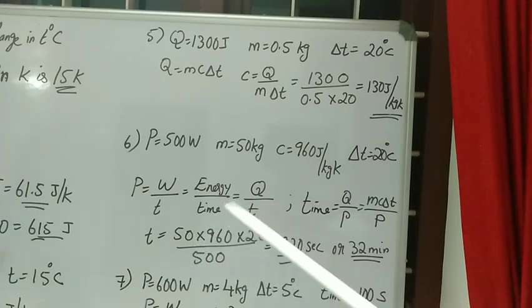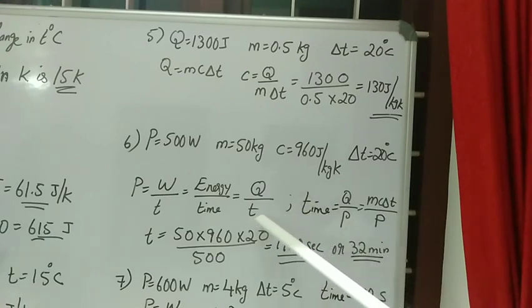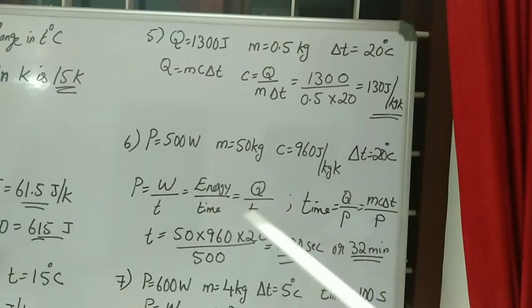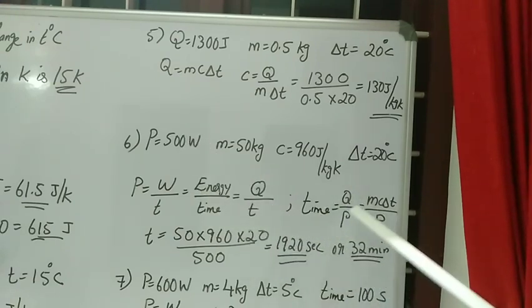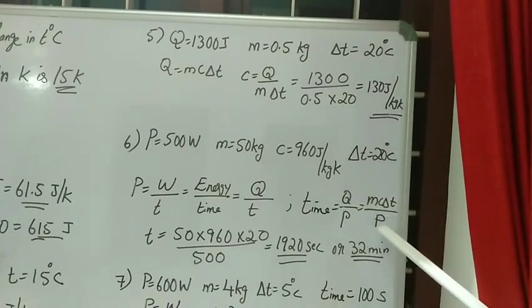In this chapter, we are studying heat energy. So instead of energy, we can write Q by T here. T is the time. So what will be the time? How to calculate time? Cross multiply. Time is equal to Q by P. P is power. And we have the formula for Q. Q is mc delta T, divided by power.